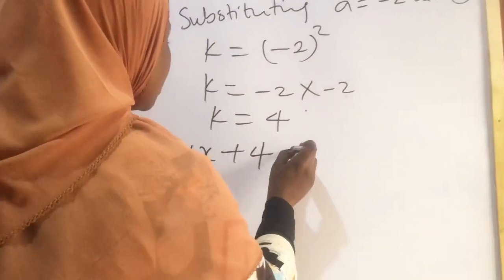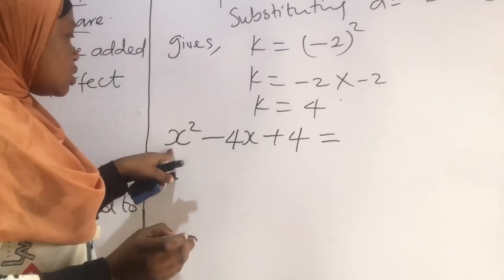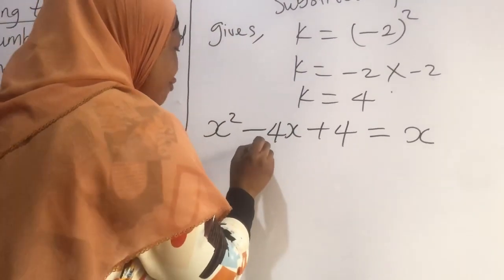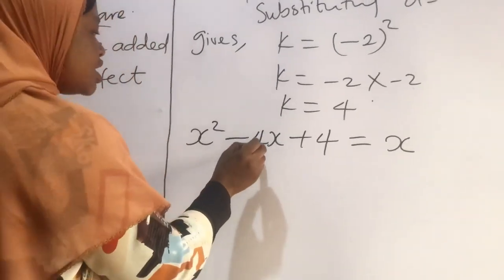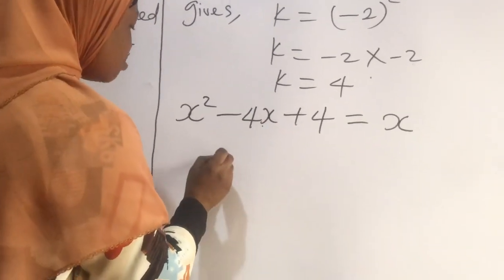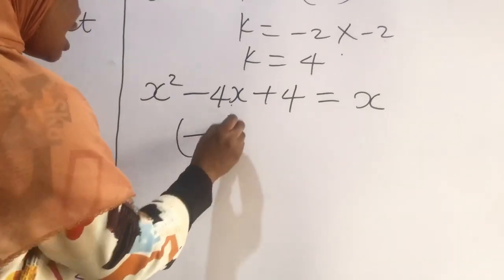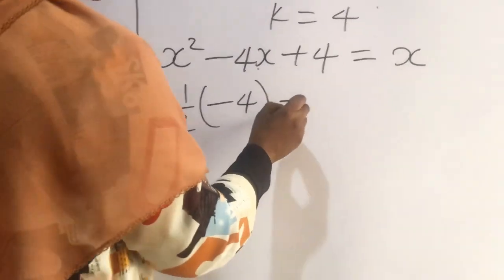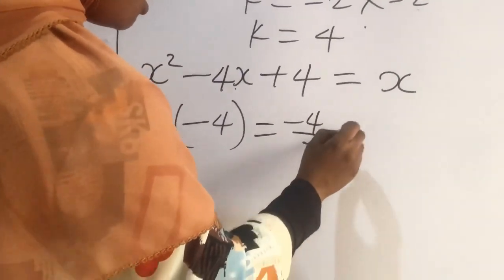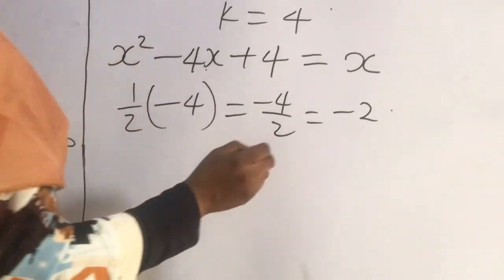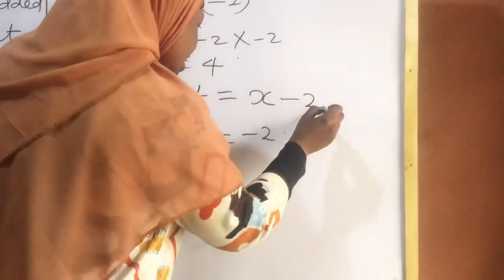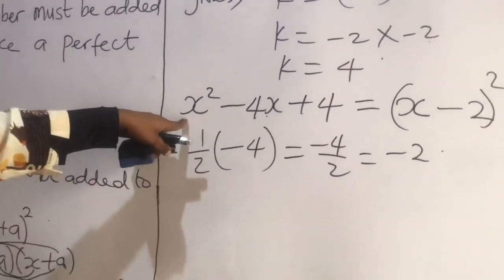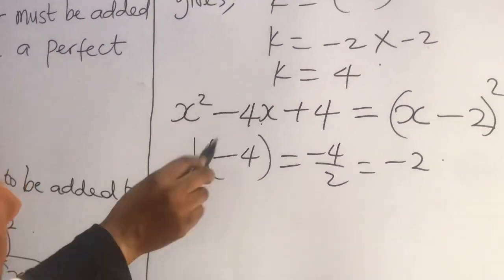Now, to write it in perfect square form, you take x, then you take half of the coefficient of the middle term. The coefficient of x here is minus 4, so half of minus 4 is equal to minus 4 over 2, which is equal to minus 2. Then you take that minus 2, that half, and bracket everything together. If you expand it, you must get x squared minus 4x plus 4 back. So let's check.